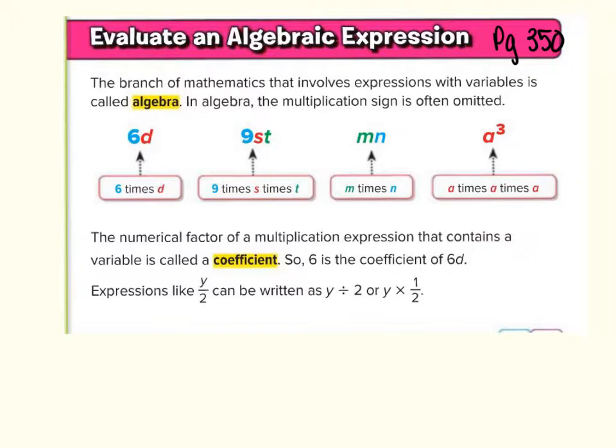Okay, so here are the two terms that you're responsible for knowing: algebra and coefficient. Coefficient is going to be the number that is with the letter. So the number that is multiplying the letter, we're going to be calling that the coefficient. So here are 4 different examples of where you're dealing with a variable. Let's move on.